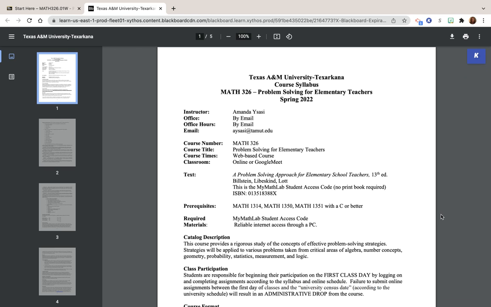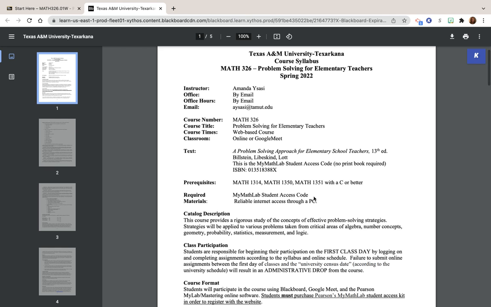We are in Math 326, which is problem solving for elementary students. You do not have to purchase a book. You only have to purchase a student access code for this course, which enables you to use Pearson MyLab Math. So make sure that you do that within the first week.